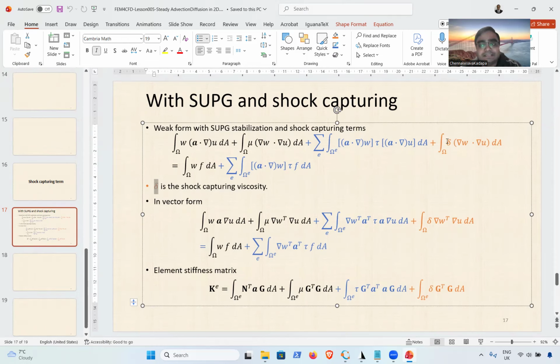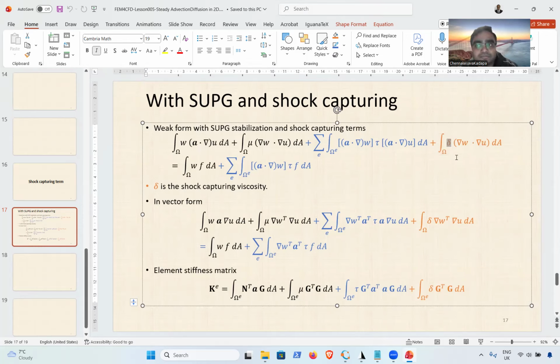Now the key step in shock capturing terms is to come up with an expression for delta that ensures convergence and accuracy. There are a lot of varieties of shock capturing terms with various expressions for delta, things that are really complicated. We do not need this for incompressible flows.